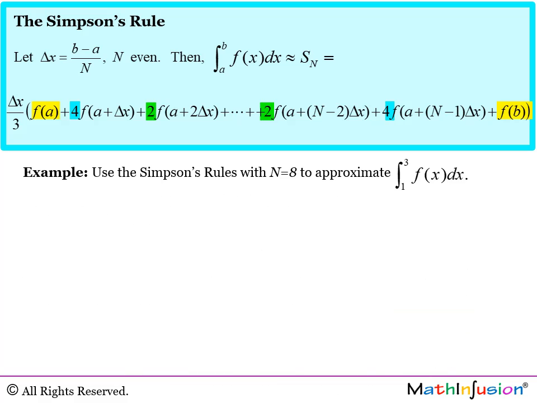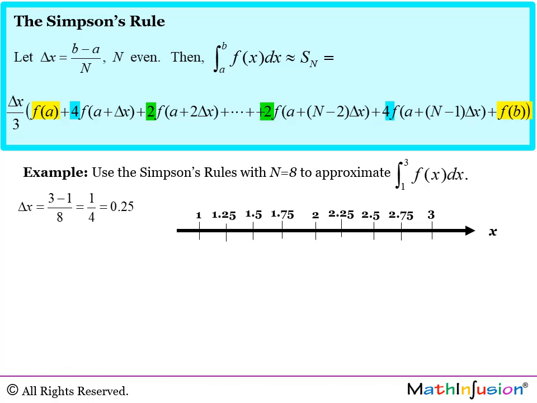Example. Let's use the Simpson's rule with n equals 8 to approximate the integral between 1 and 3 of f(x) dx. Let's do everything on the x-axis. Delta x is 1 over 4, and we get that. Now we really want to pay attention to how many times we have to multiply f of the x's that are appearing here. F of 1 should appear 1 time, and so should f of 3. F of 1.25 should appear 4 times. This one 2 times, 4 times, 2 times, 4 times, 2 times, and 4 times.